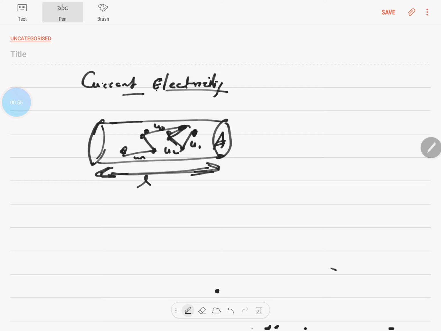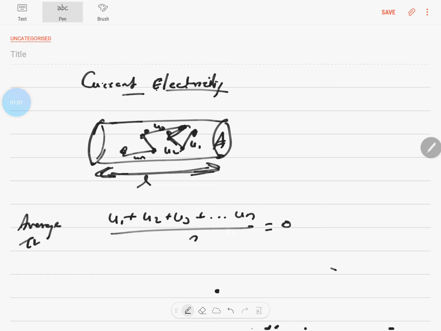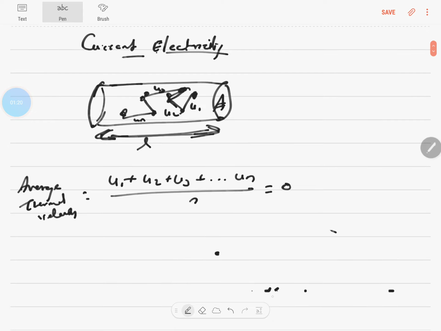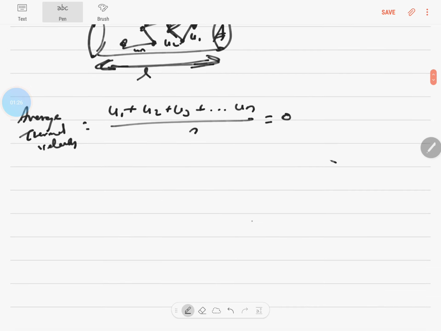Okay, you know that the average thermal velocity, they call thermal velocities, the average thermal velocity is equal to 0, because the initial velocities are u1, u2, u3, but they collide and rebound, and hence the average of it becomes 0, and thus a normal spoon that you see in the kitchen is not conducting electricity. Okay, but what happens when you connect this metallic wire?